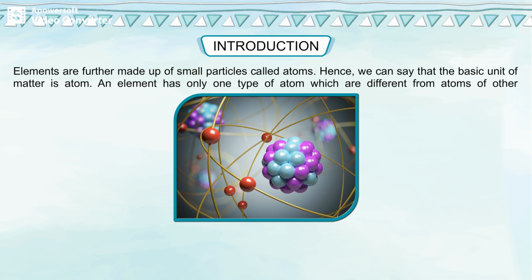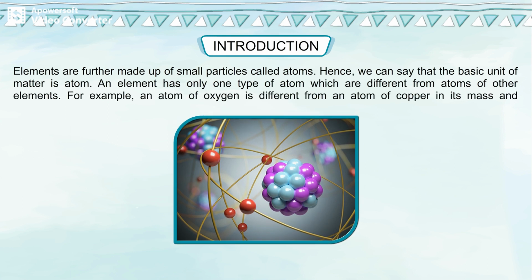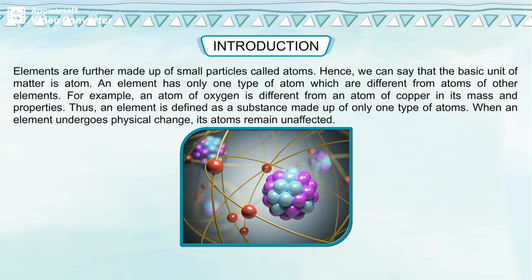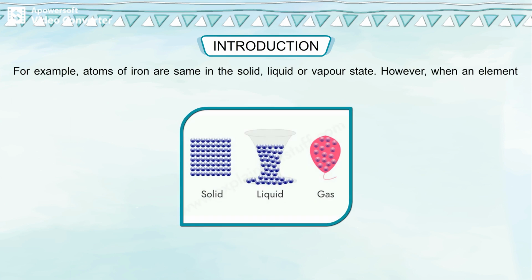An element has only one type of atom, which is different from atoms of other elements. For example, an atom of oxygen is different from an atom of copper in its mass and properties. Thus, an element is defined as a substance made up of only one type of atoms. When an element undergoes physical change, its atoms remain unaffected. For example, atoms of iron are the same in the solid, liquid or vapor state.